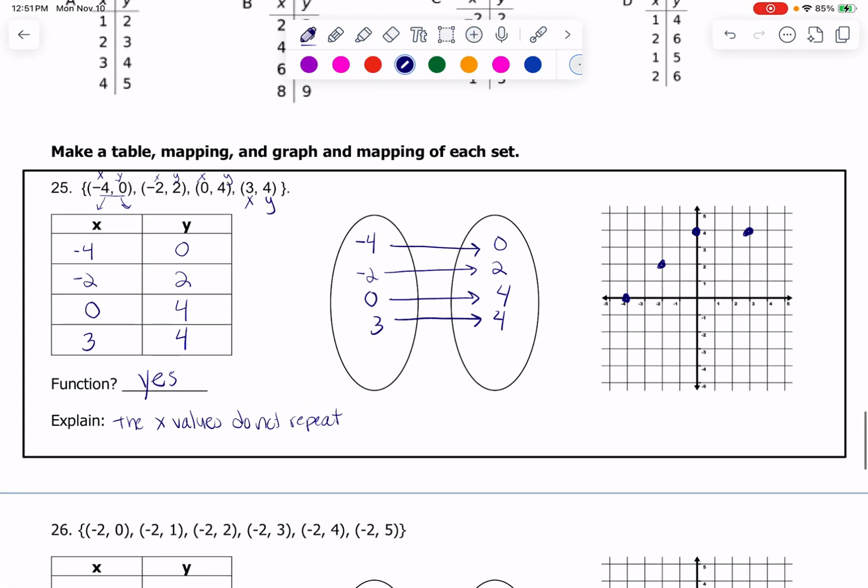Now, if I go over here and look at my vertical line test, if I draw a vertical line, you can't see those vertical lines. Let me draw that again. If I draw a vertical line through each of these points, do these lines go through the points at more than 1? No. There is no repeating x value on each one of those vertical lines.